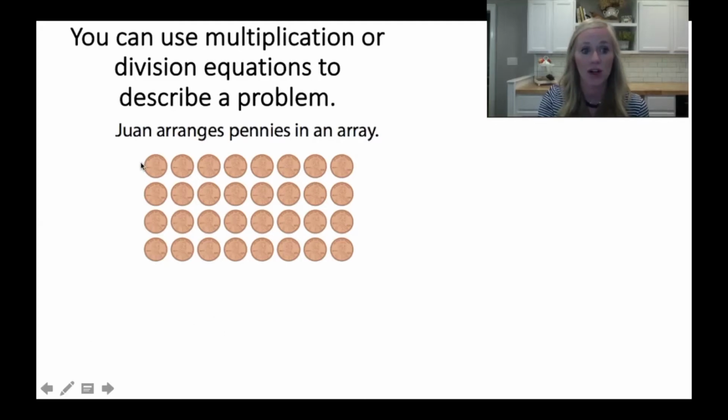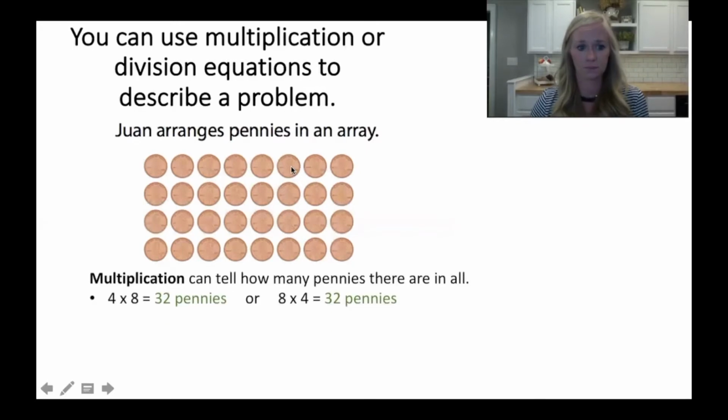So we have our rows of pennies. And you'll notice we have 4 rows. And then we have our columns, or how many pennies are in each of those rows. So multiplication can tell how many pennies there are in all. So 4 rows or 4 groups of 8 is equal to 32 pennies. Now remember, we can flip those 2 factors and say 8 times 4 is equal to 32 pennies. So our product didn't change and our factors didn't change, they just changed places.